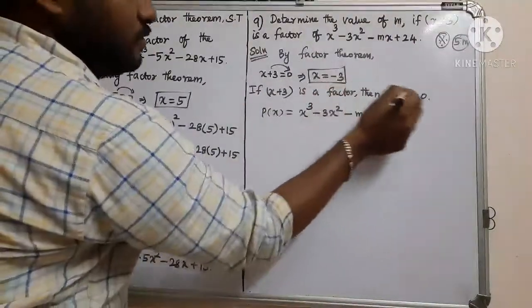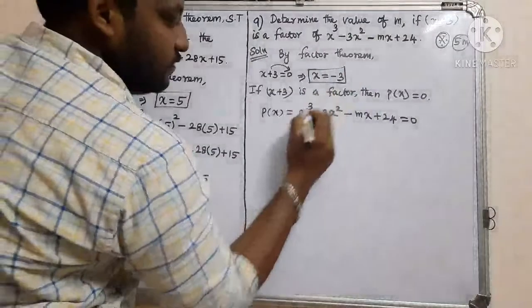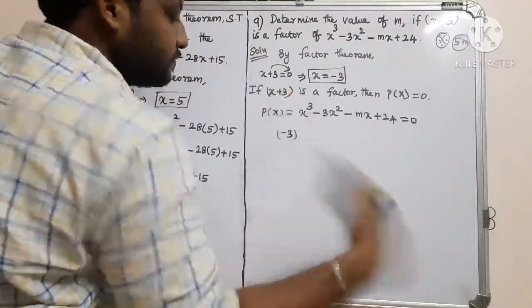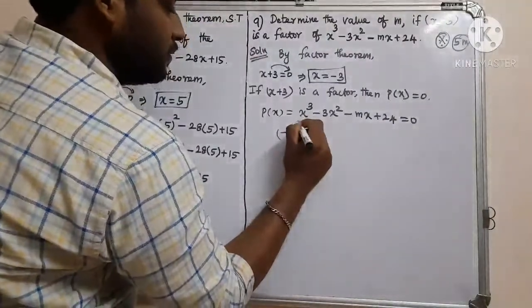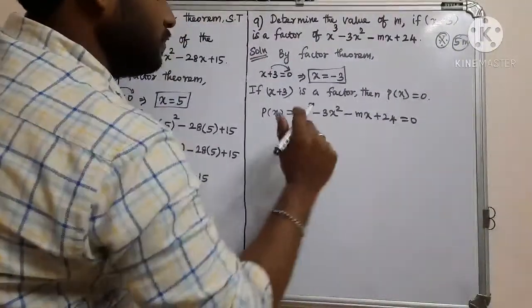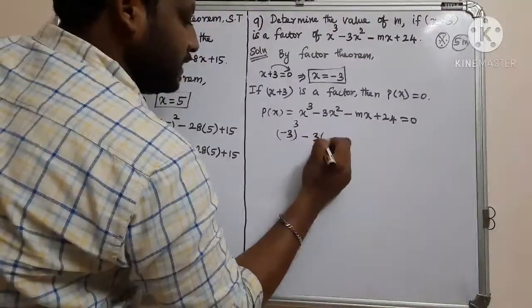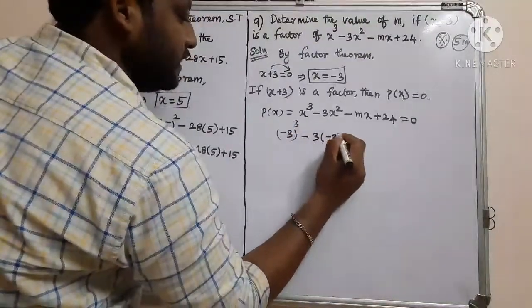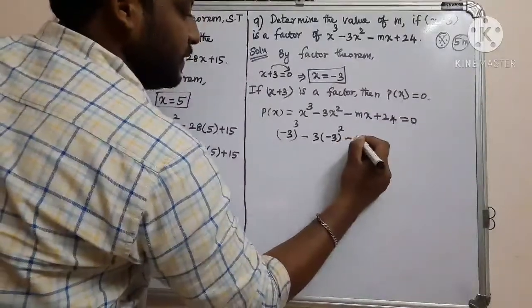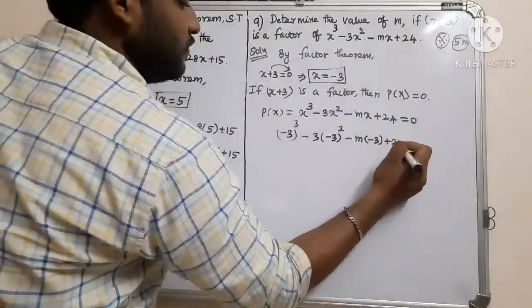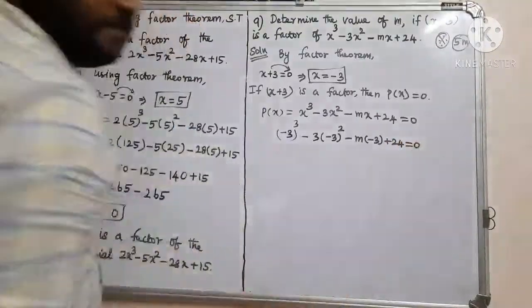Now substitute the value. Instead of x, you should substitute the value minus 3. So minus 3 the whole cube minus 3 into minus 3 the whole square minus m into minus 3 plus 24, which is equal to 0. Okay.